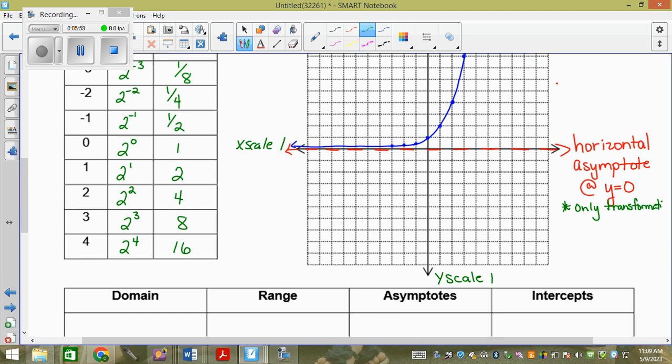And remember, we're back to translations again. It's only vertical displacement and horizontal phase shift for sinusoidal graphs, graphs that do the curve. So the only transformation that can move an asymptote, a horizontal asymptote, is a vertical translation.